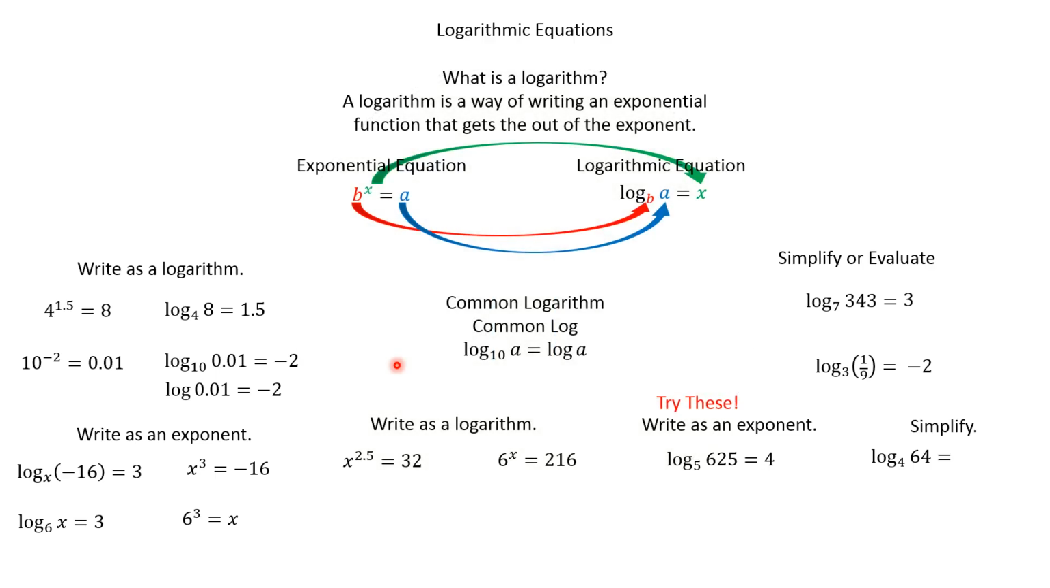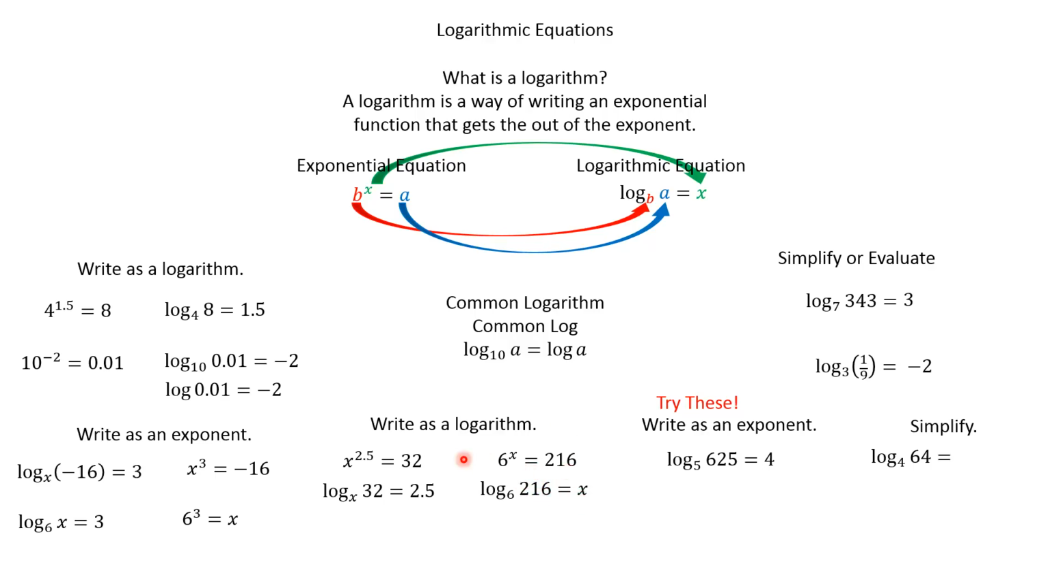All right, how were they? Were they easy? Do you think you have them? So let's look at the first one. Write as a log. We're going to have log base x of 32 equals our exponent of 2.5. Is that what you got? It's just rearranging the stuff. 6 to the x equals 216. 6 is the base, equals x. So we have log base 6 of 216 equals x.